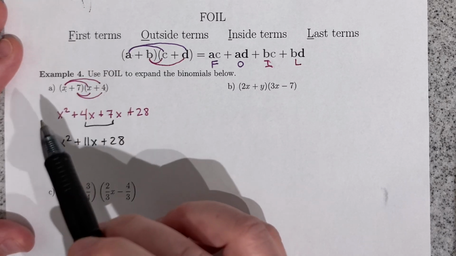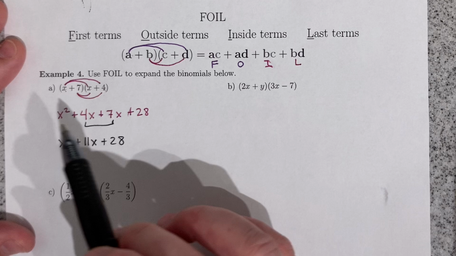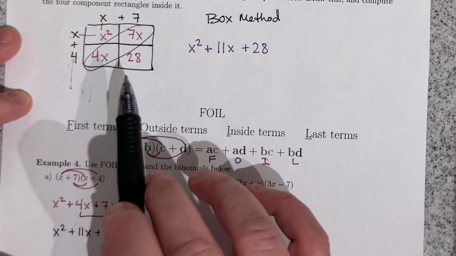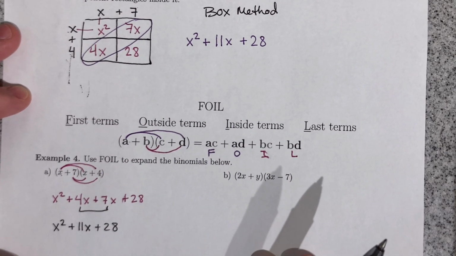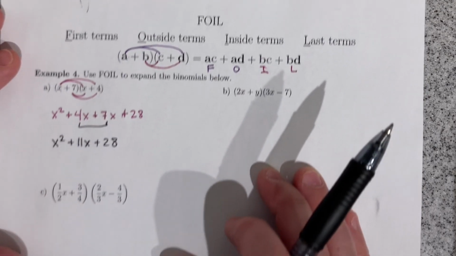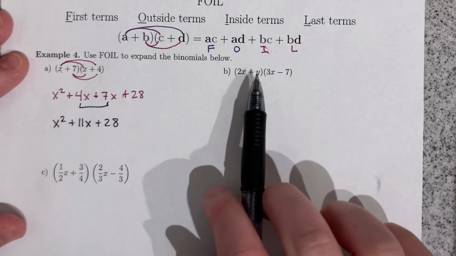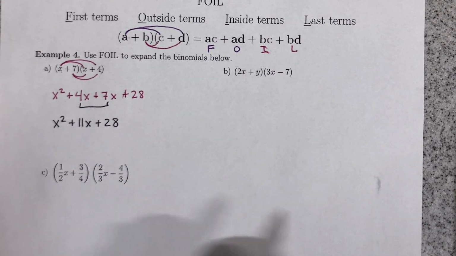So for a lot of people, this is a faster method, but if you're getting mixed up, use the box is how I would decide. But either one works perfectly well. Let's try another couple with this FOIL method.